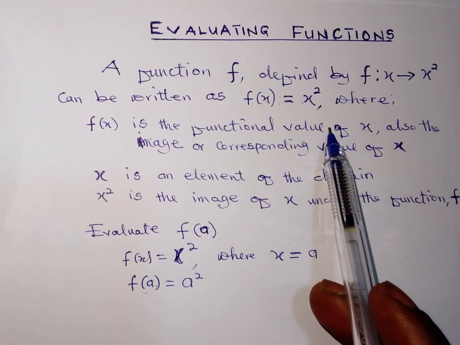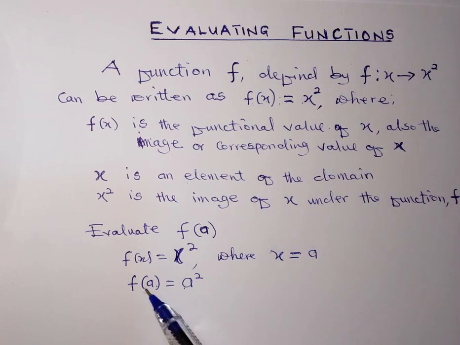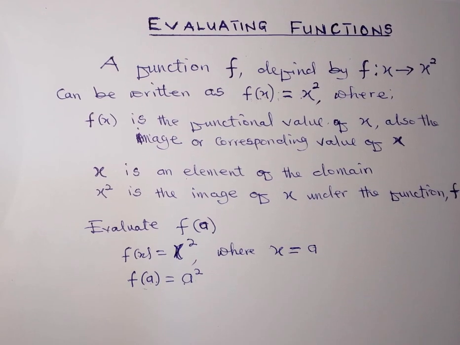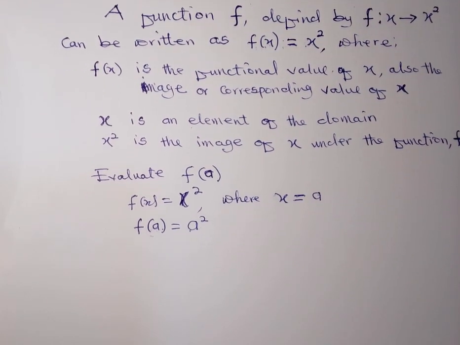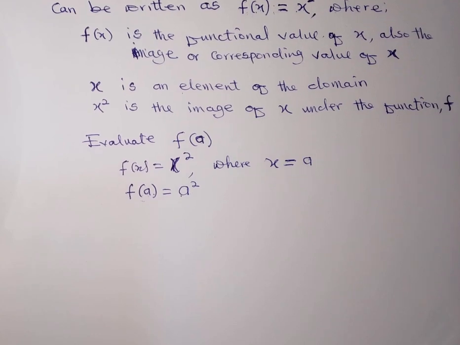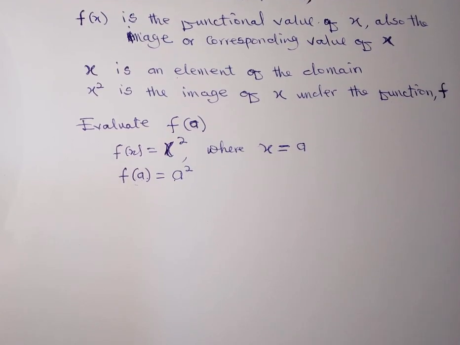So this answer you have gotten here, my f at a, is what we call the functional value of a. This is the functional value of a. And this a squared here is also what? The image or the range or the functional value of a. All right, so this a here is an element. Now let's take real examples, or other examples, and look at how we can evaluate them.